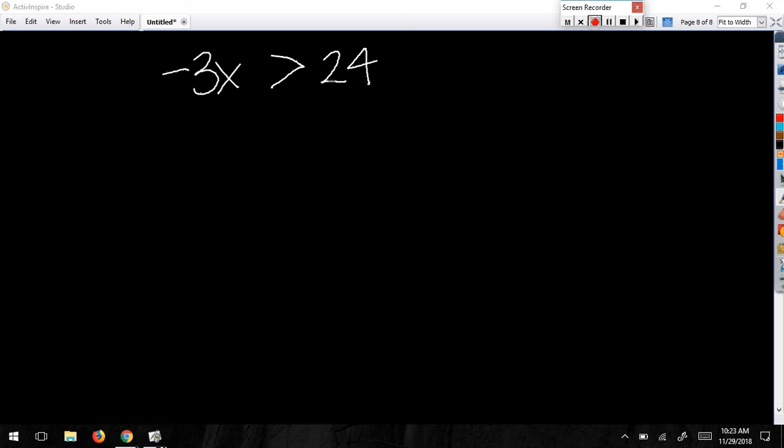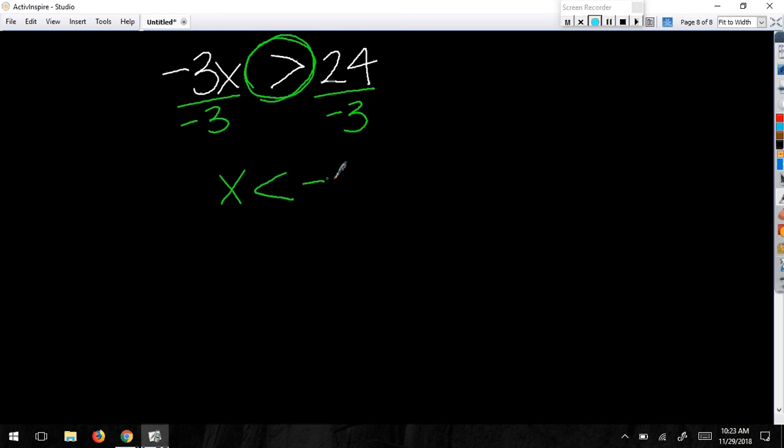What I'm going to do here, I've got -3x is greater than 24. How do I get x? I divide by -3. I flip the sign because I divided by a negative number. See how I'm dividing both sides by a negative? That makes this sign in the middle change the way it's facing. Other than that, all other solving rules work.